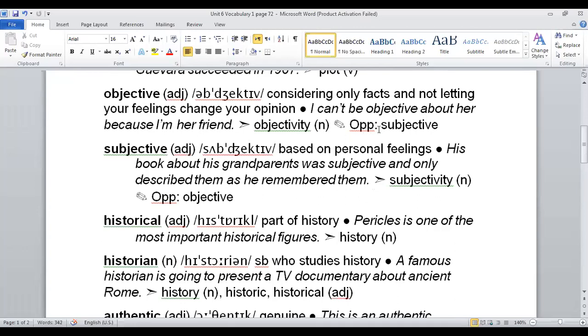And the opposite of this word is subjective. Subjective means here based on personal feelings. This is called subjective. Like, his book about his grandparents was subjective and only described them as he remembered them. So this is called subjective, according to yourself, according to your personal feelings. You think according to your personal feelings, so you are not objective at all.